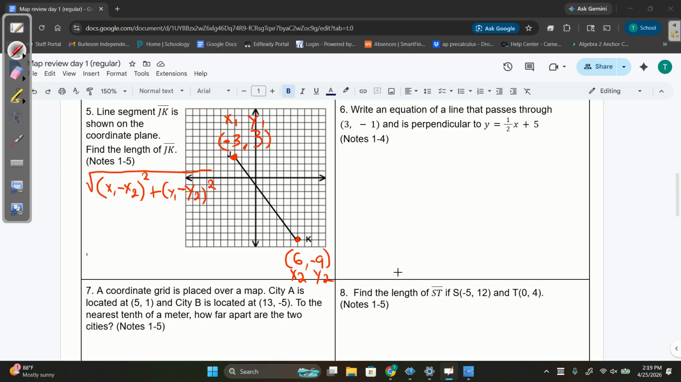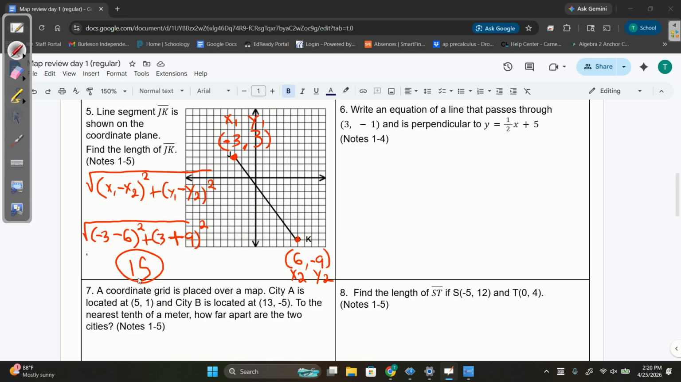Now that we have that, we can plug it in to the formula. x1 is negative 3, minus x2 is 6. y1 is 3, minus y2 is negative 9. And remember, when we see a double negative, we can change that into a plus. And if we enter this into the calculator, we should get 15 for the length of that line.